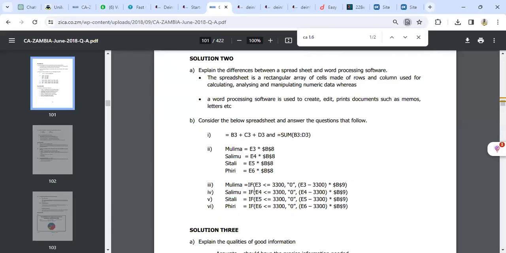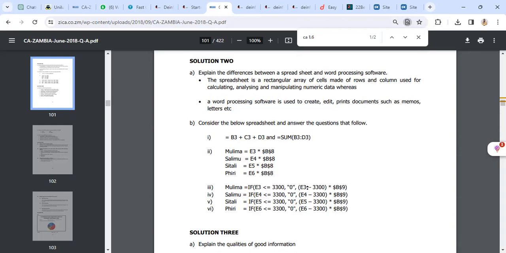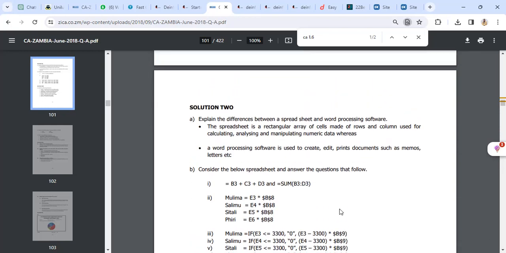You say if E3 is less than 3,300, then you put a comma there. Don't charge 0. Then E3 minus 3,300, you multiply by B9. All right. In short, if you get a negative here, you don't charge anything. That's what this instruction is saying.